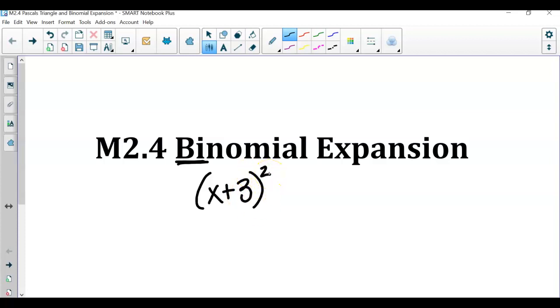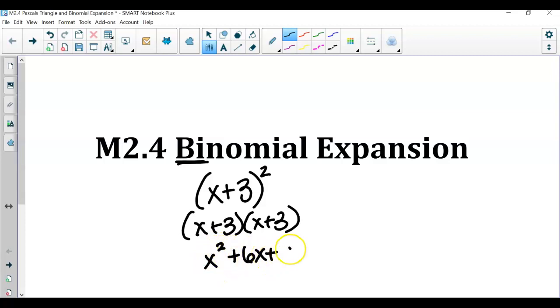For example, if we had x plus 3 to the second power, well, we have done this in the past where this is the same as x plus 3 times itself, x plus 3. Then we could do FOIL or you could do box method. And then the final answer would be x squared plus 6x plus 9. So this is expanding this original binomial that was raised to the second power.